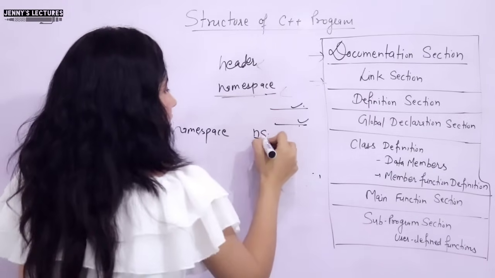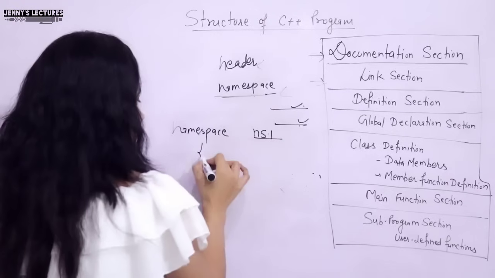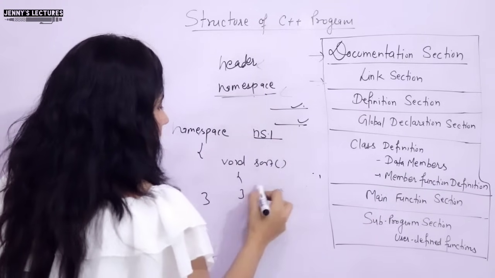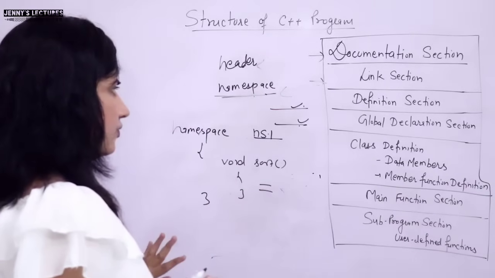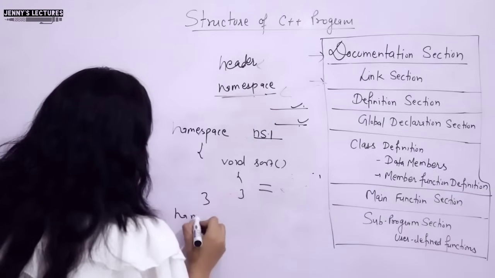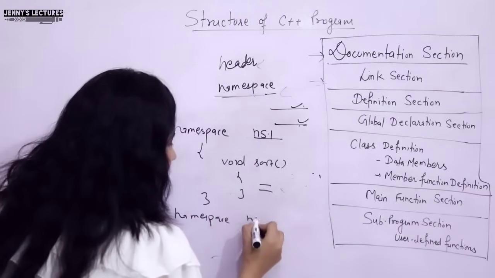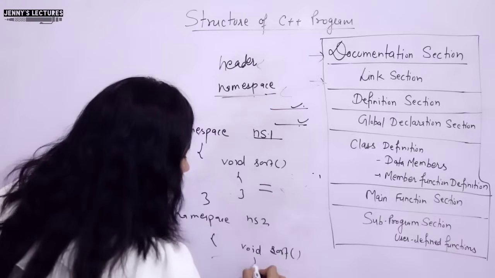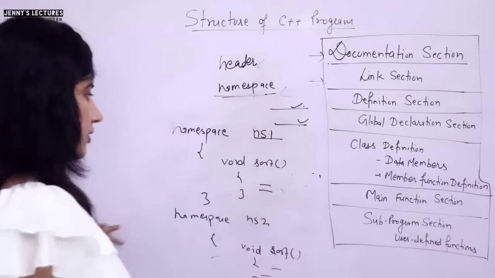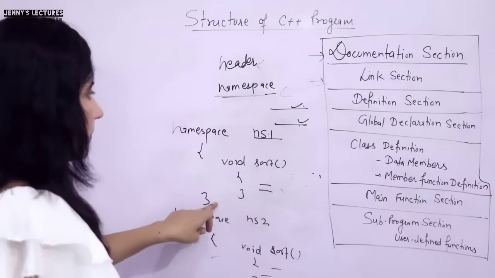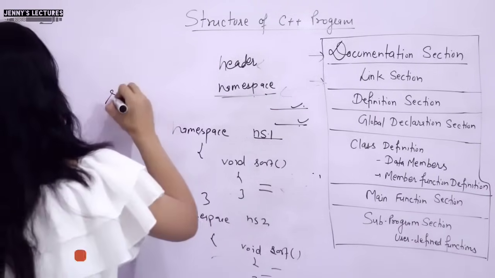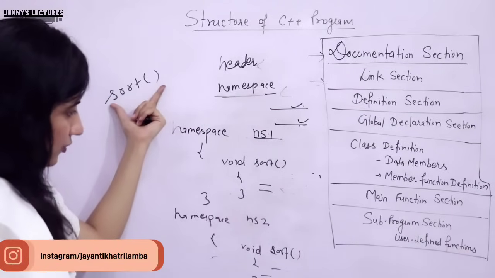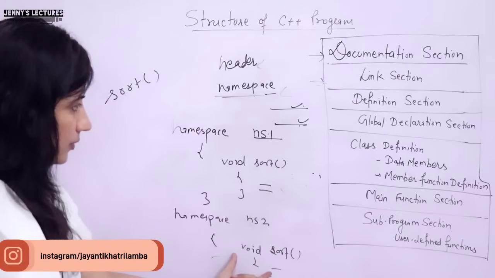Suppose I am taking NS1, namespace 1, just curly braces, and here suppose void sort, and just coding of this thing. Another namespace is there, namespace NS2. Here also we have void sort and definition of this, and that's it. No semicolon after namespace, right? So now whenever you call this sort, S-O-R-T, it will confuse the compiler which function to be called.